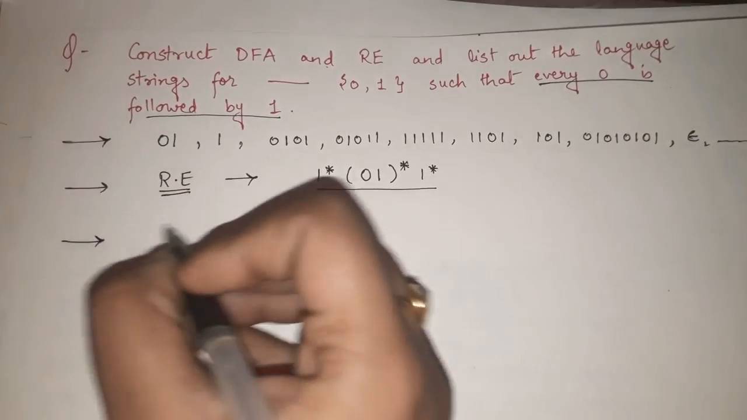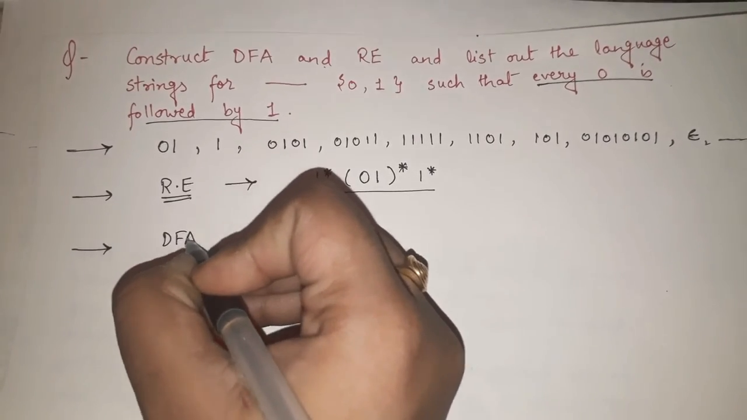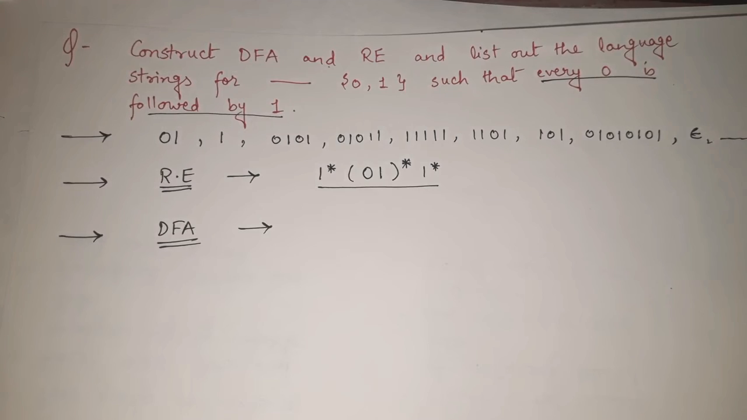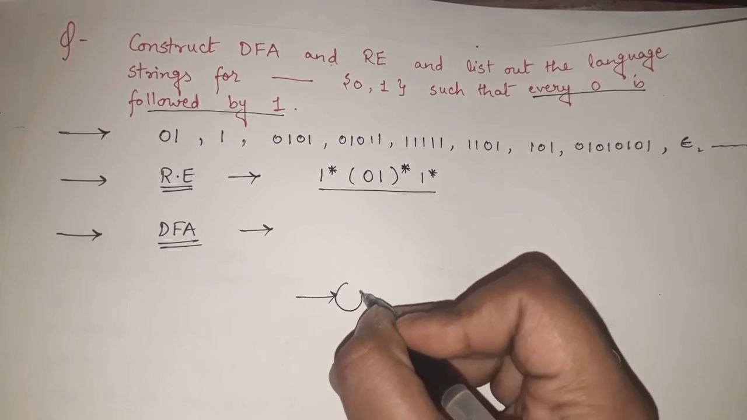Now the next thing, and the last thing, is the DFA: how to make the DFA for this. We know how to make a DFA. One will be, this is my starting state.